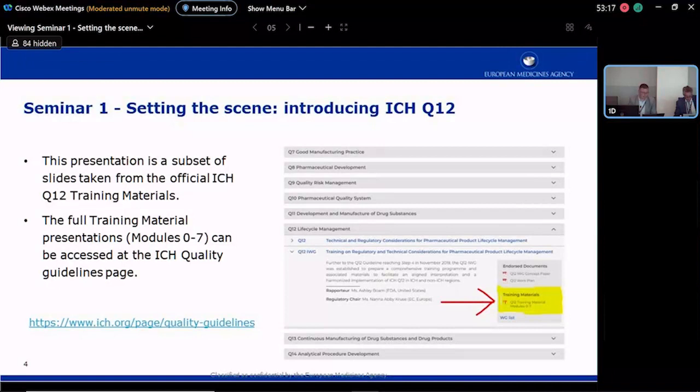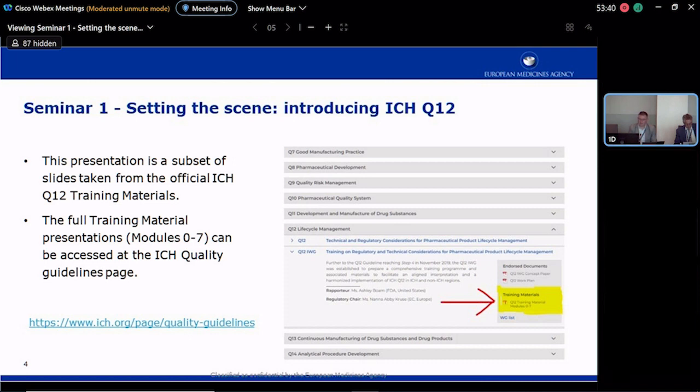Obviously, there wasn't enough time this morning in an hour to go through everything. So what you're going to see is a selected number of slides from each of the 8 modules. At your own leisure and time later, you can go back to the ICH website and you can have access to the full training presentation, which has more detail, more examples, which you might find useful.